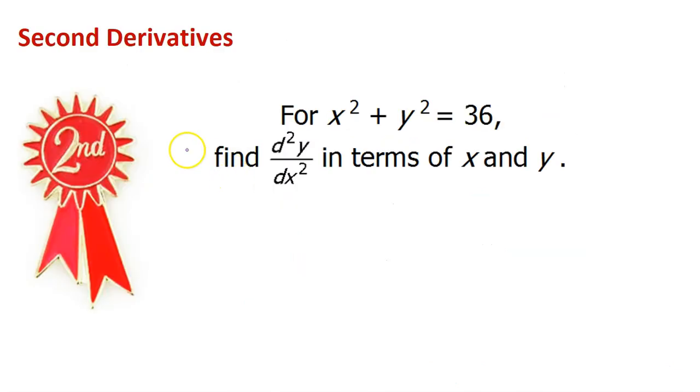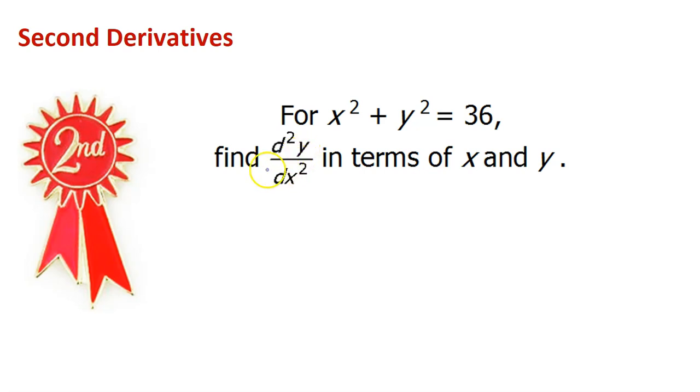Let's practice finding the second derivative, which is the derivative of the derivative. So we need to find dy dx and then take the derivative of that. This is the expression that represents the second derivative in Leibniz notation. Notice that the 2 in the numerator part is between the d and the y.